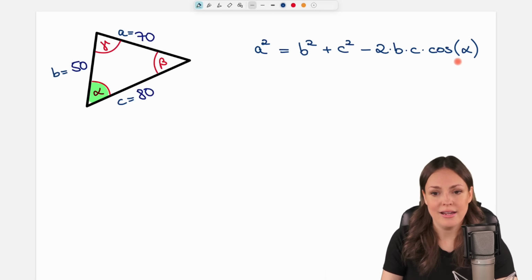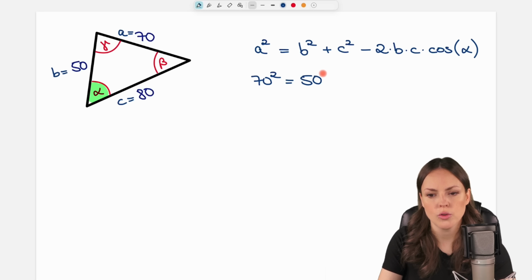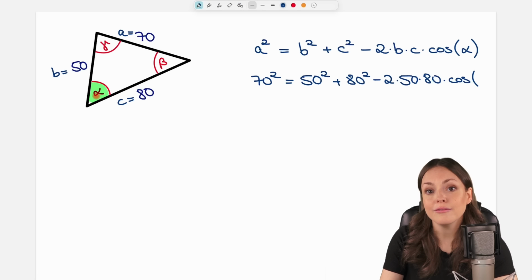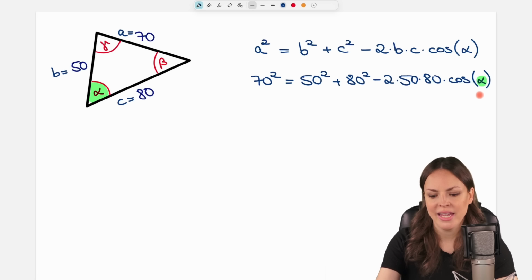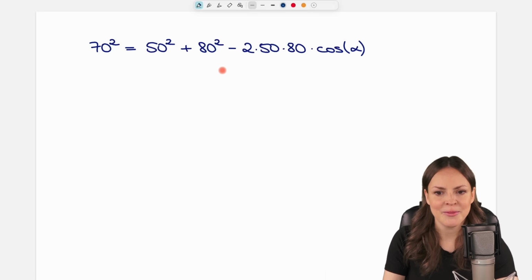Okay, let's insert everything. A is 70, so we have 70 squared equals B is 50, so 50 squared, plus C is 80, so 80 squared, minus 2 times B is 50 times C is 80 times the cosine of my angle alpha that I want to find. And this is one equation. We have only alpha as an unknown in here, so we can solve this equation for alpha now. Let's do this on this side here.